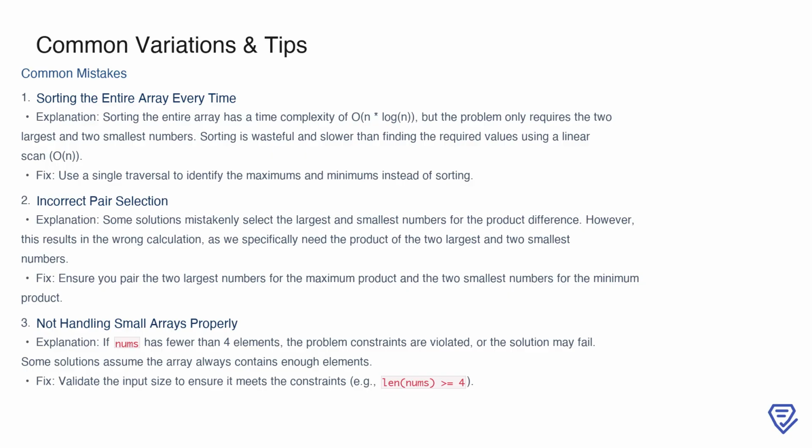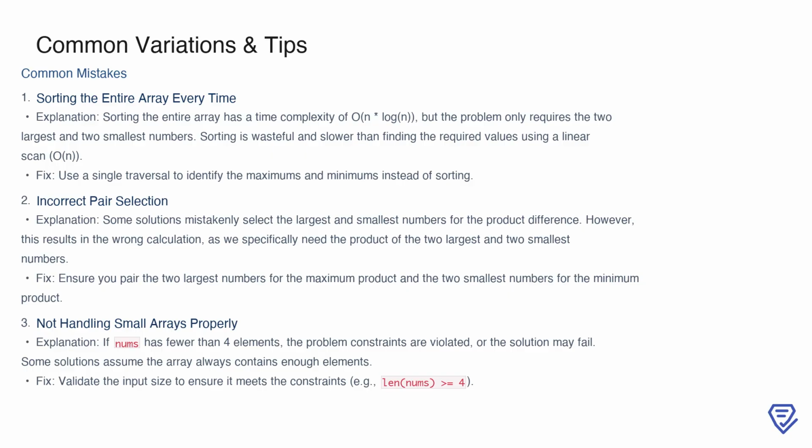Instead of sorting, you can perform a single traversal to identify these values. Another issue arises with incorrect pair selection. Some solutions mistakenly use the largest and smallest numbers to calculate the product difference, which leads to incorrect results. Remember, the task is to pair the two largest numbers for the maximum product and the two smallest numbers for the minimum product.